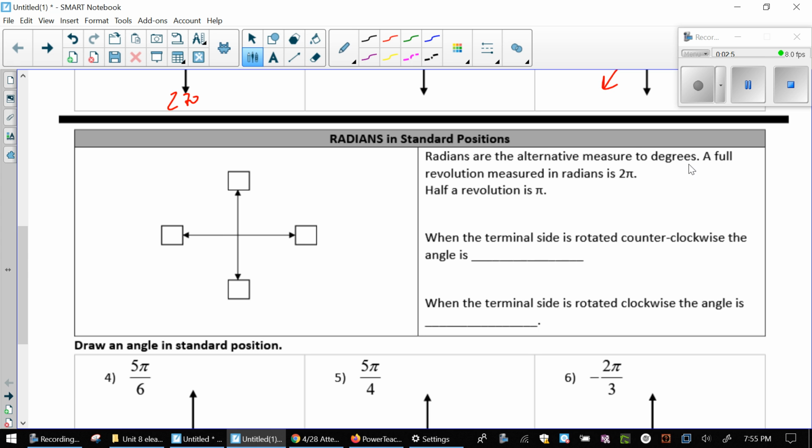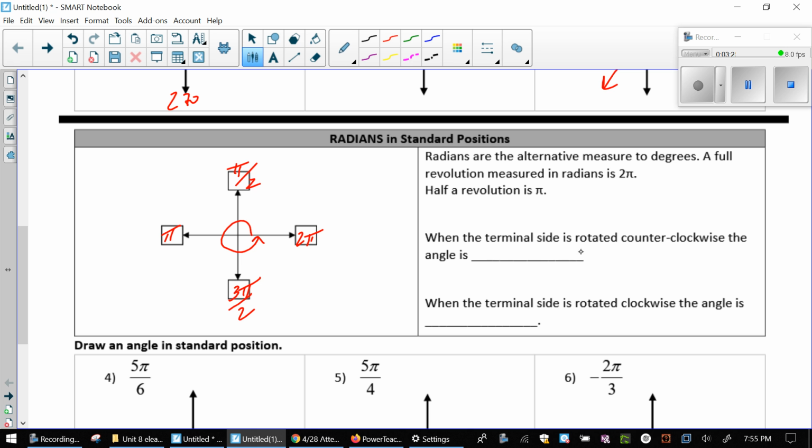So as we think about this, as we move around our coordinate plane, right? Half a revolution is pi. All the way around is 2 pi. So that means this is 1/2 pi, or pi over 2. And this is 1 1/2 pi, or 3 pi over 2. All right? And if we think about that, that's how we break up that coordinate plane into different pieces as we use radians. All right? So let's fill in these blanks.